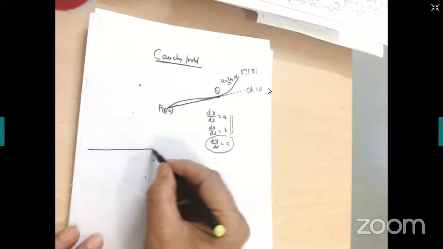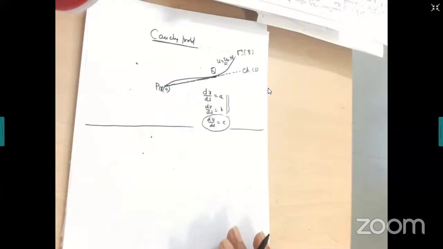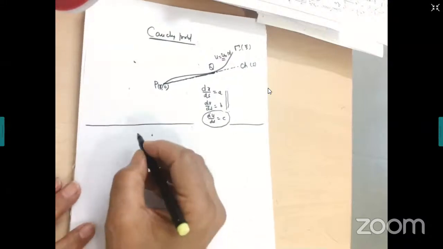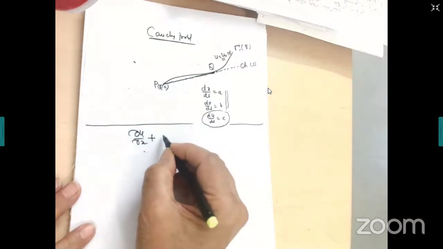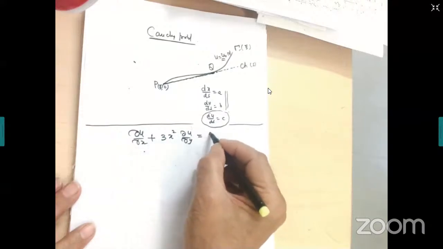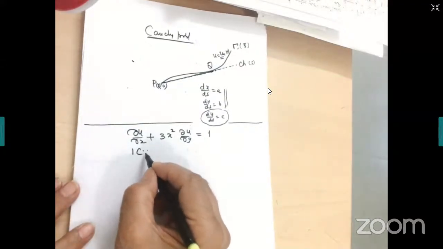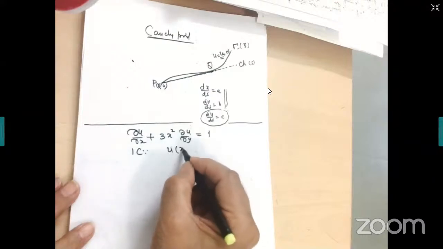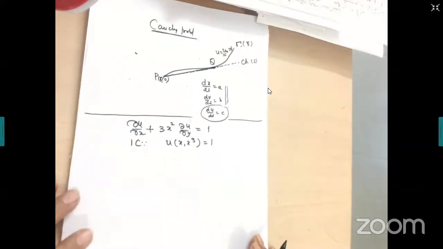All right, there are some examples. I think you will appreciate that if we just work out a few examples. That's very important. So let's take this example: del u/del x plus 3x squared del u/del y is equal to 1, and the initial condition is u at (x, x cubed) is equal to 1. This is the initial condition specified.